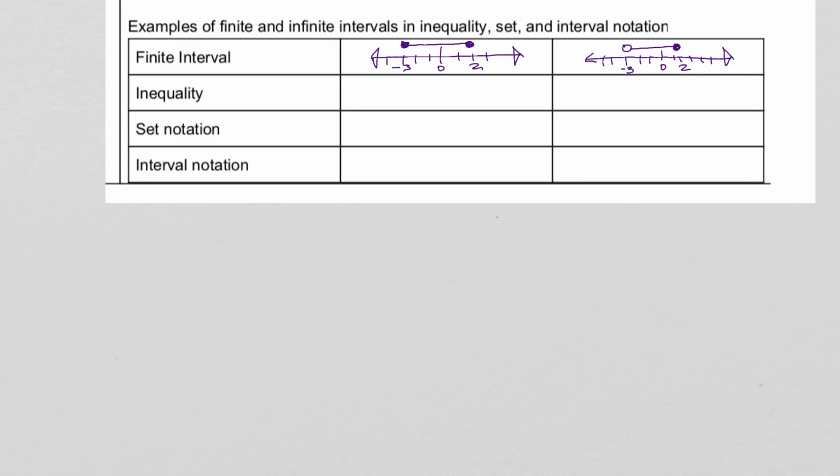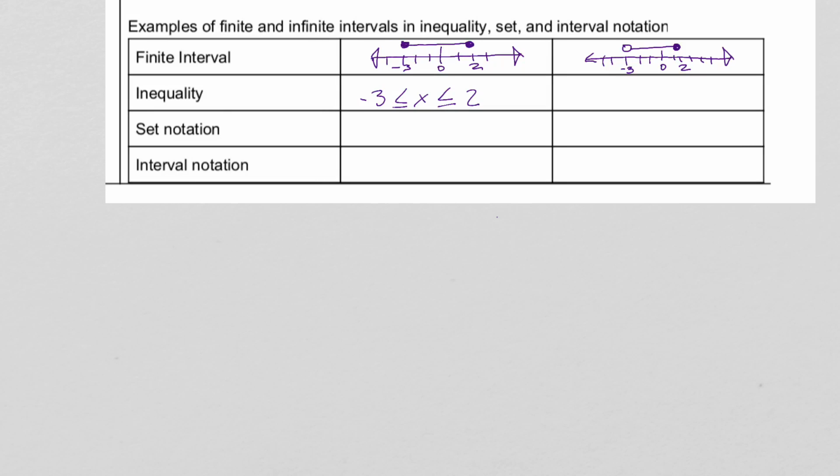So I've drawn 2 different intervals on a number line, and now we're going to write them in the 3 ways that we can. We're going to show it as an inequality, as set notation, and as interval notation. So as an inequality, this would look like -3 is less than or equal to x, which is less than or equal to 2, right? That's basically saying x is between -3 and 2.